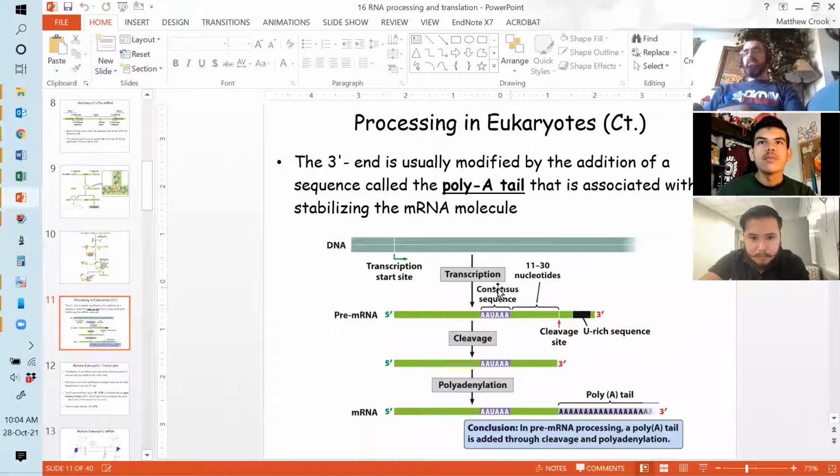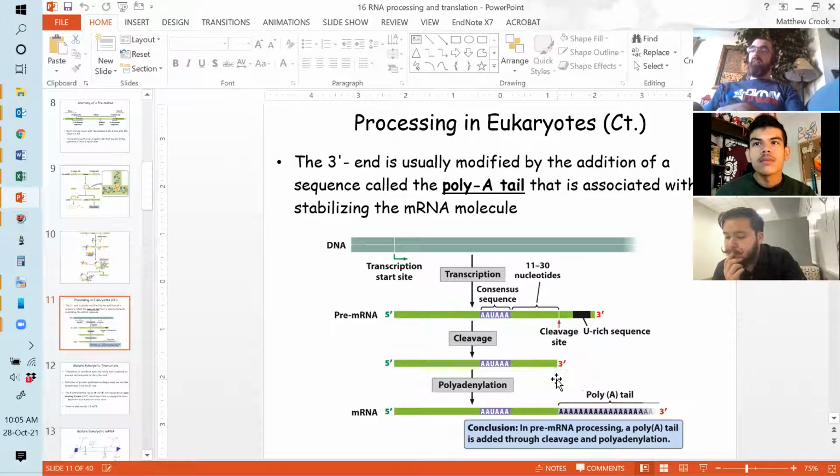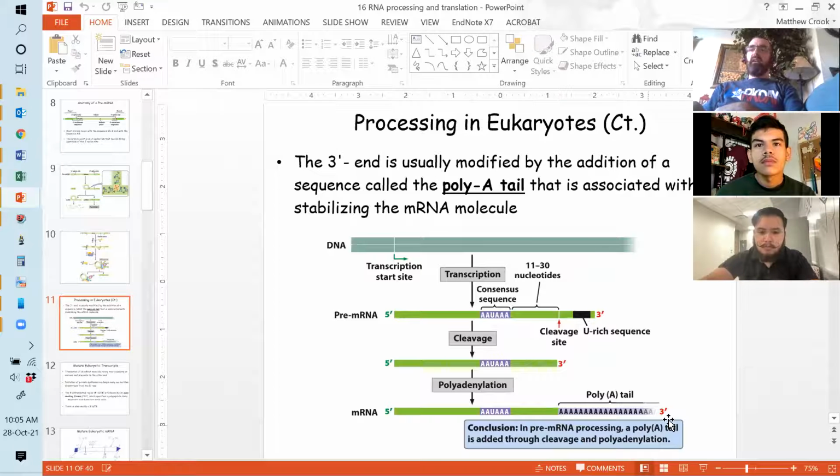And so this is the sequence that's recognized by the endonuclease that cuts the pre-mRNA. And it cuts it here just before this U-rich sequence. I'm not entirely sure what the significance of that is, to be honest. Anyway, that leaves a free 3' end and an enzyme called, if we're polyadenylating something, what do you think the enzyme's called that does it?